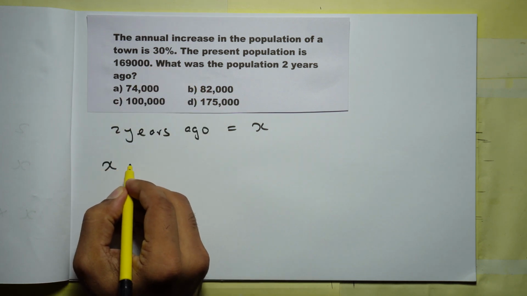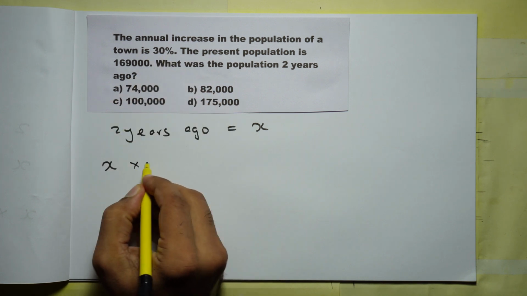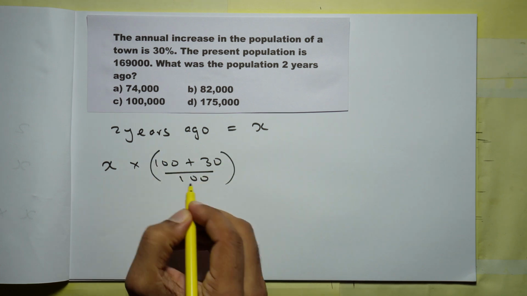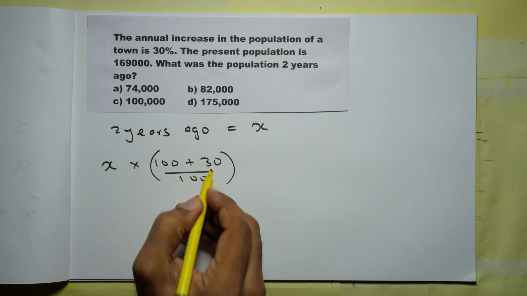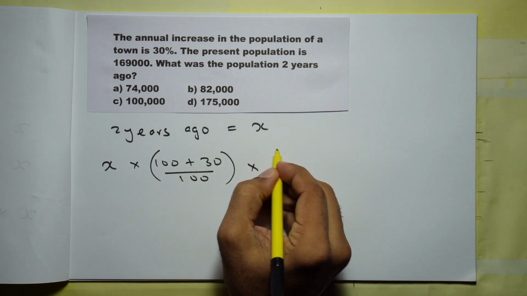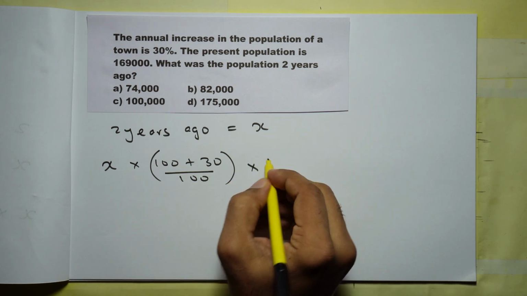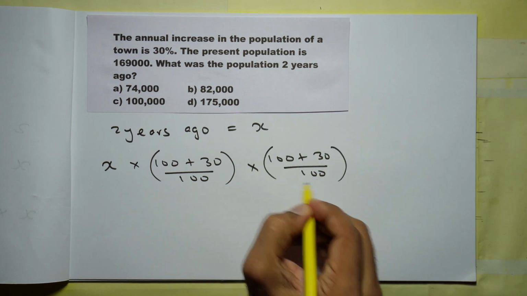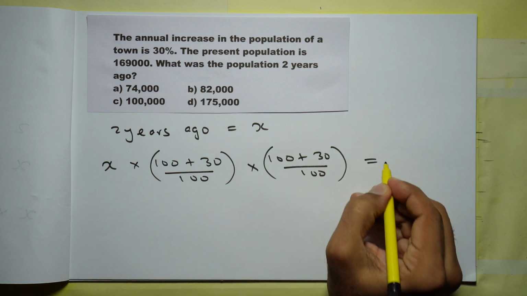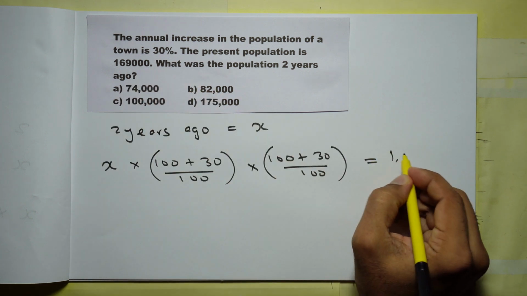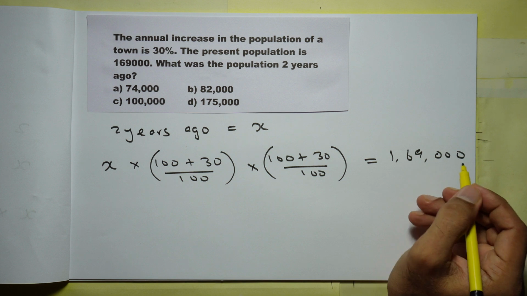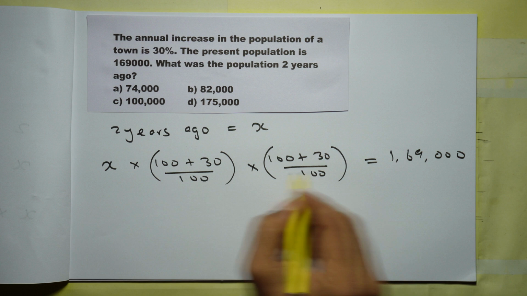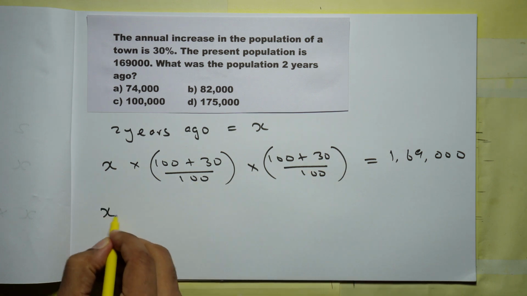So in the next year it will increase by 30%. So that will be 100 plus 30 by 100. So this will be the population after 1 year, and in the second year also, again it will increase by 30%. So it will be 100 plus 30 by 100. So this will be the present population, and now the population is given as 1,69,000. What was the population 2 years ago? That was X. So from this we'll just find out the value of X.